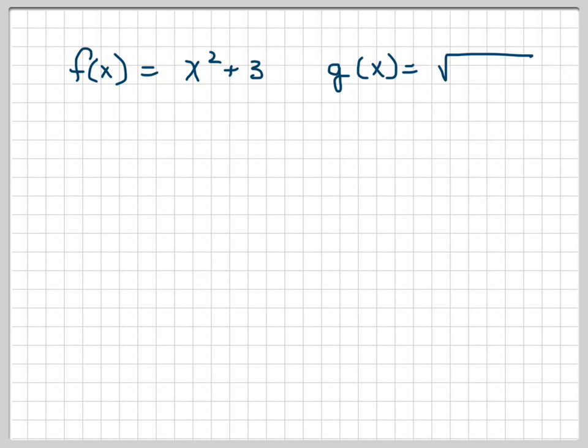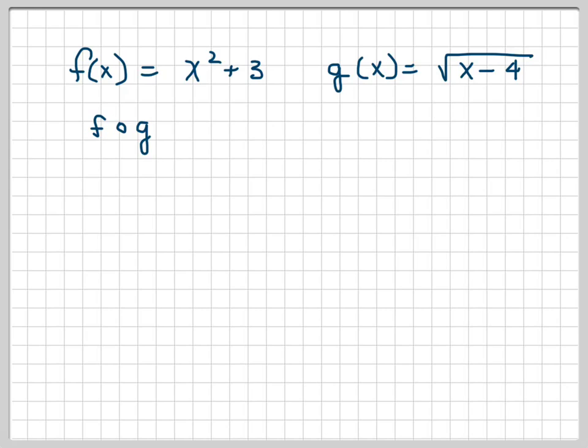Alright, I'm going to run through one more composite function here. Let's say we've got f of x equals x squared plus 3, and g of x equals the square root of x minus 4. And let's say we want the f of g. Sometimes you'll see it expressed just like that, f circle g.